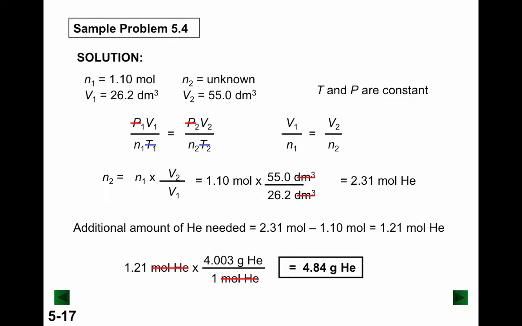So solving for N2, we should find that the moles of gas does increase from 1.10 moles to 2.31 moles. So our prediction is valid. Now all we have to do is to convert moles of helium to grams of helium and we are done with this problem. So how did you do? Were you able to come up with the correct answer in moles and then in grams? If yes, great job.